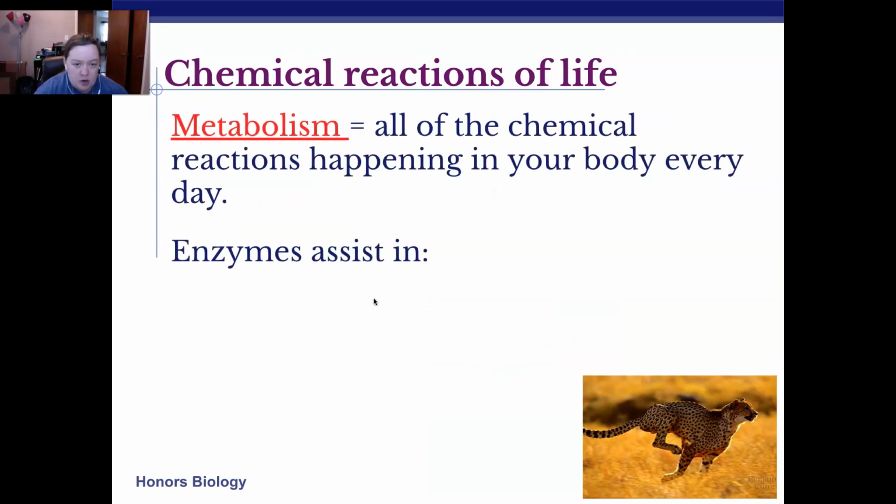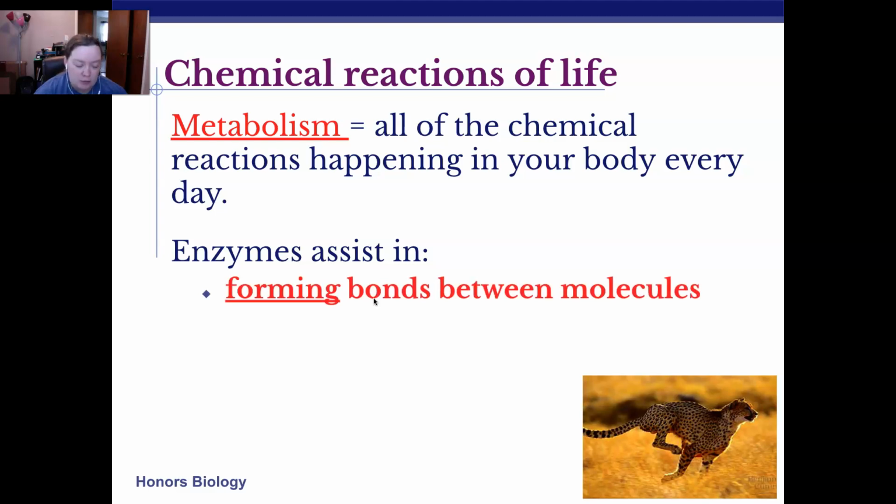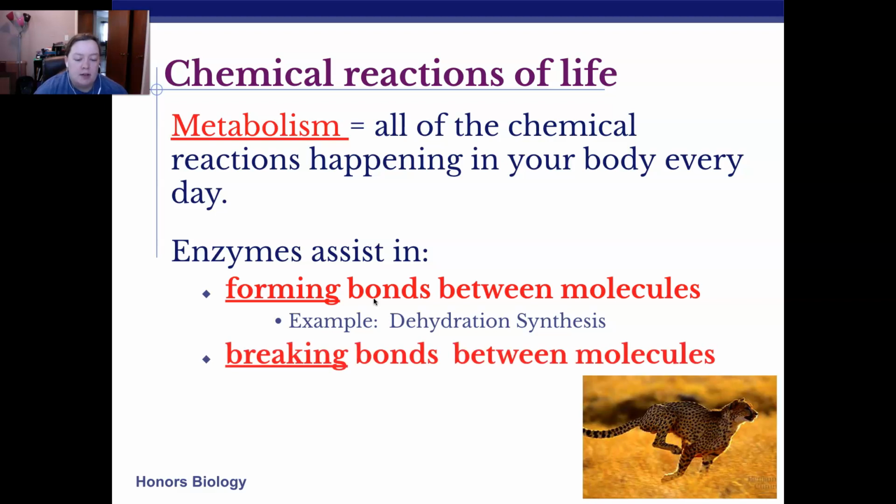So again, the metabolism, all the chemical reactions that happen in our body every day. And enzymes assist in this by either forming bonds between two molecules. An example that we're going to talk about is dehydration synthesis, when you put two things together to make one. And they also help break bonds between two molecules. An example we're going to talk about is a hydrolysis reaction, and that's when you take one thing and break it apart into two or many. So it's very important that we are able to utilize what we eat to put together to make the nutrients that we need, but also that we can break down what we eat.